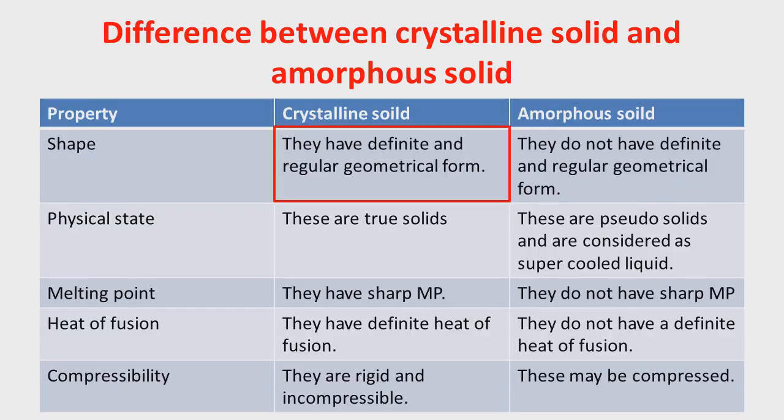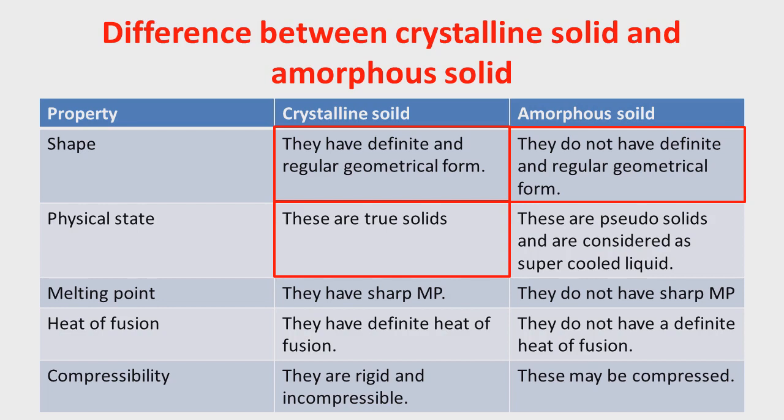Crystalline solids have definite and regular geometrical form. It is because the arrangement of constituent particles is regular and definite, whereas amorphous solids do not have definite and regular geometrical form. It is because the arrangement of constituent particles in amorphous solid is irregular, and therefore they do not have definite and regular geometrical form.